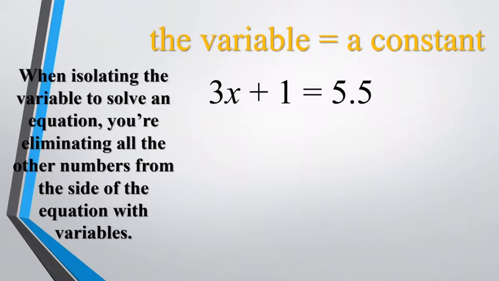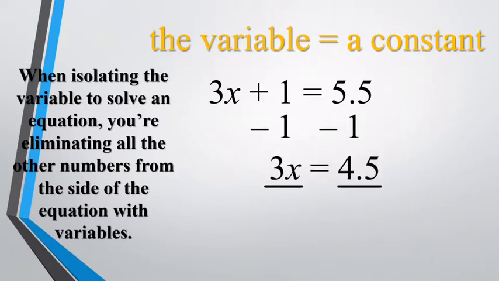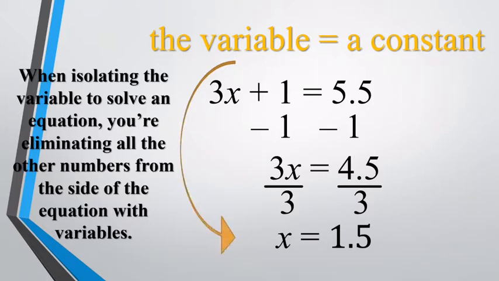So for this one, you guys know how to solve these. If we subtract the 1, we'll get 3x, and then if we divide by 3, we're going to get x, right? And on the other side, we do the same steps, and eventually we're left with the variable on one side, x, and a constant on the other, 1.5. That's how we solve equations.